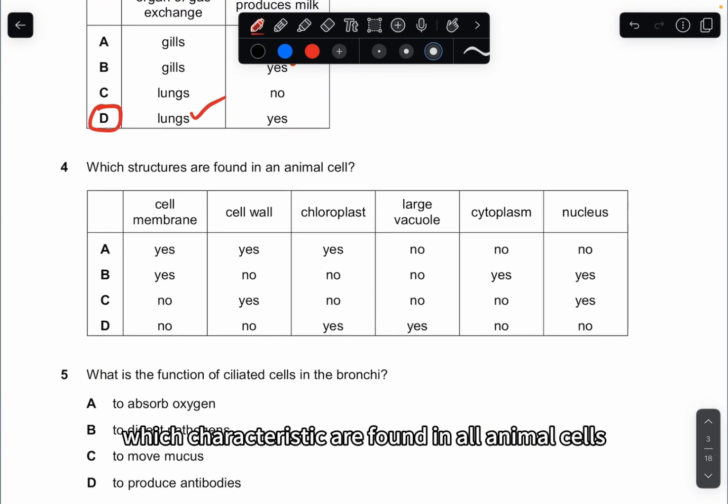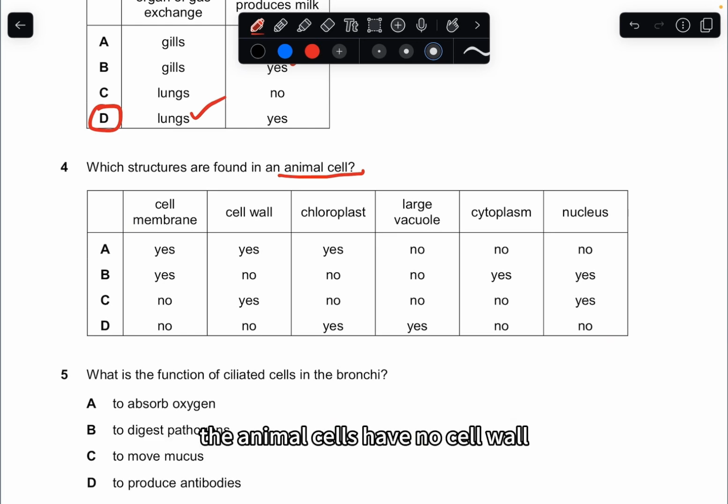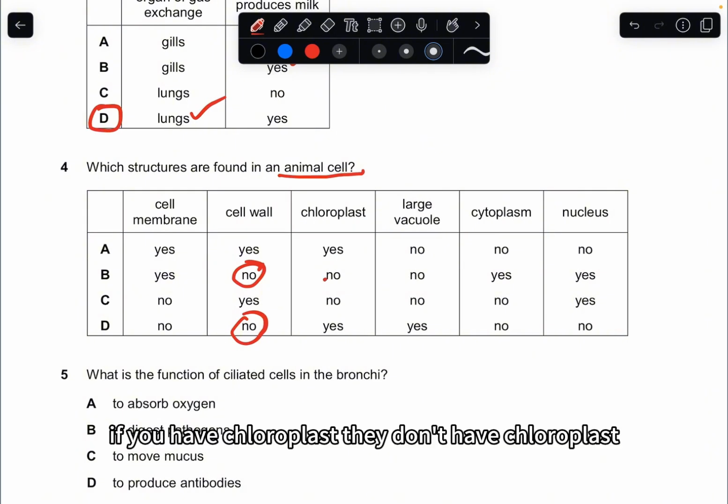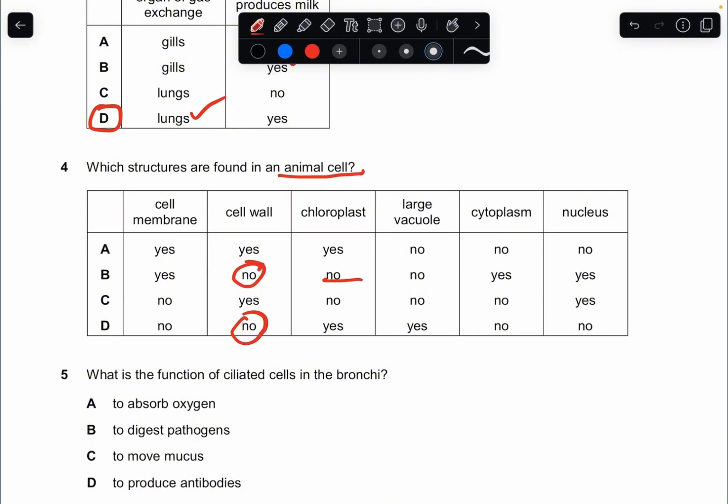Which characteristics are found in all animal cells? The animal cells have no cell wall, and if you have chloroplast, they don't have chloroplast. They have no large vacuole. The answer should be B.